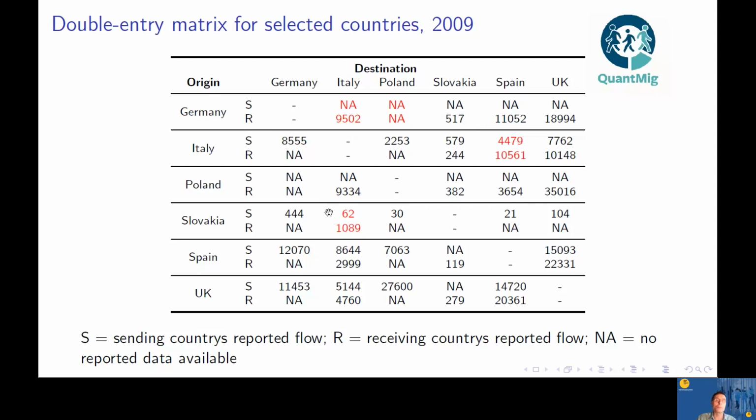Slovakia is using what's called a permanent definition for a migrant. So they will only record a migrant if the migrant intends never to leave the destination. So if they're emigrating from Slovakia, they are counted as an emigrant if they have no intention of returning to Slovakia, and they're counted as an immigrant into Slovakia if they have an intention of never leaving Slovakia.